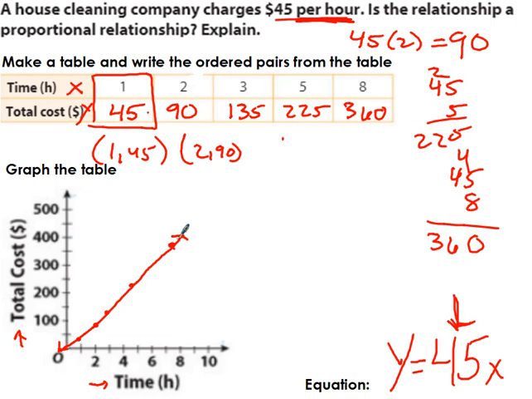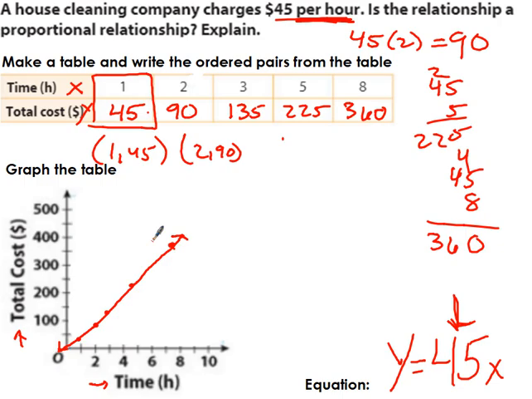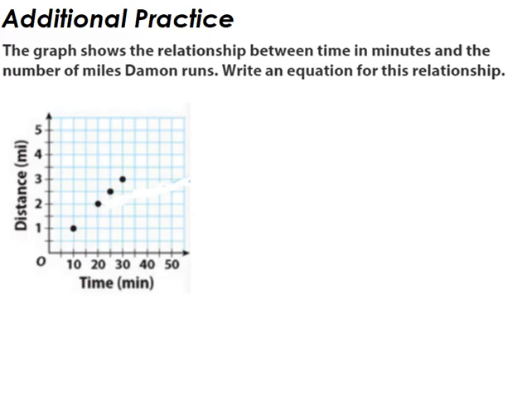Okay. So now we have a graph that shows a relationship between time in minutes and the number of miles Damon runs. Write an equation for this relationship. So I might have to look at a graph like this and determine what this equation is just by looking at the graph. Right away we know it's proportional because if I connect all the points, it makes a straight line that goes through the origin.